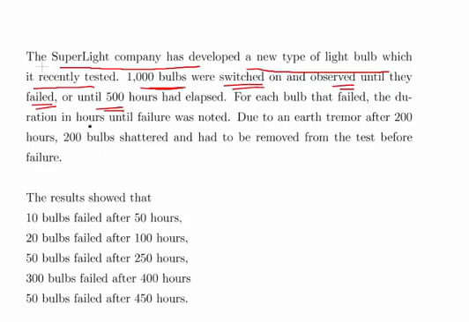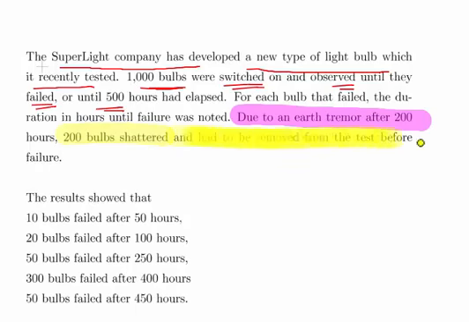So essentially the entire duration of this experiment is 500 hours. If they last longer than 500 hours, then we have that type of censoring, that right censoring. For each bulb that failed, the duration in hours until failure was noted. Now, just a little note about censoring that will take place during the experiment. Due to an earth tremor after 200 hours, 200 light bulbs shattered and had to be removed from the test before failure. So we're going to incorporate that in.